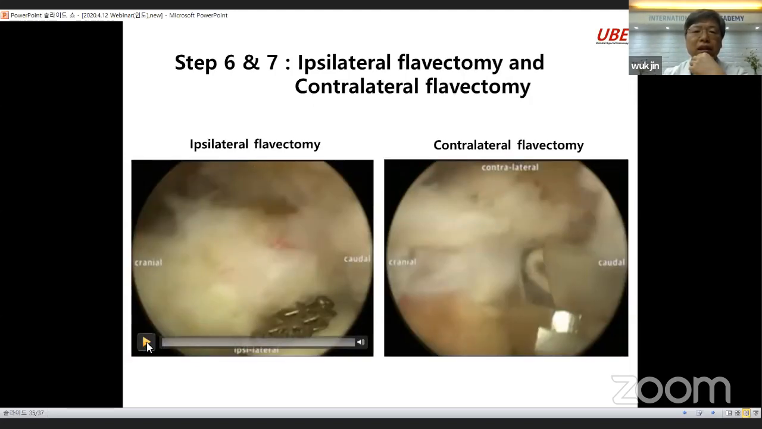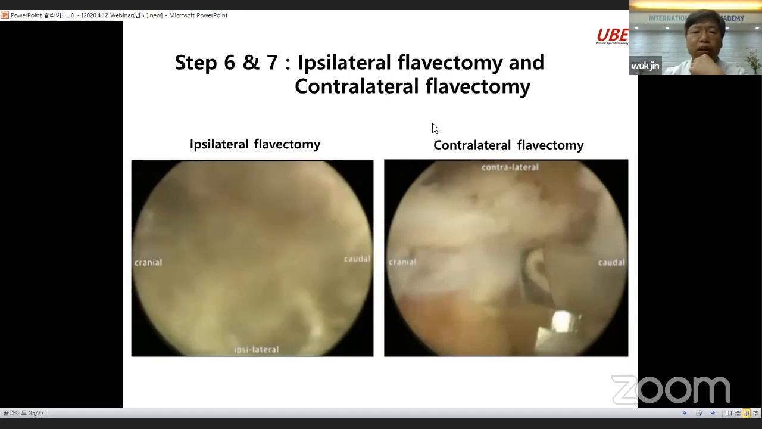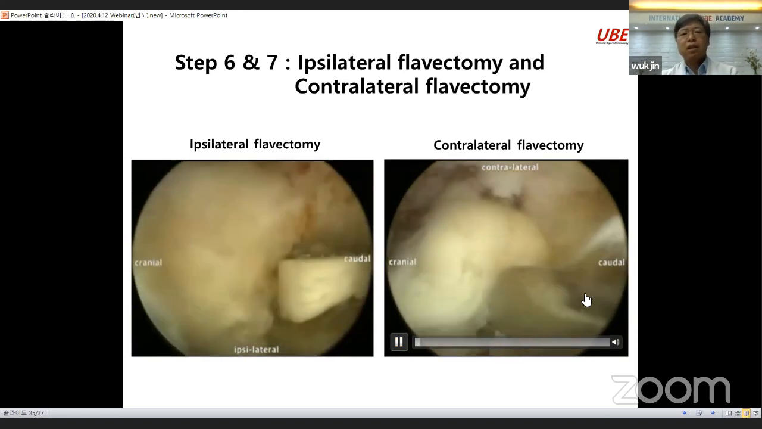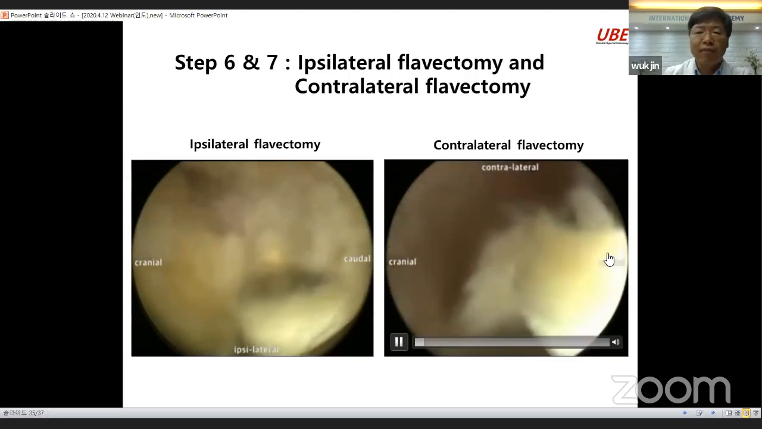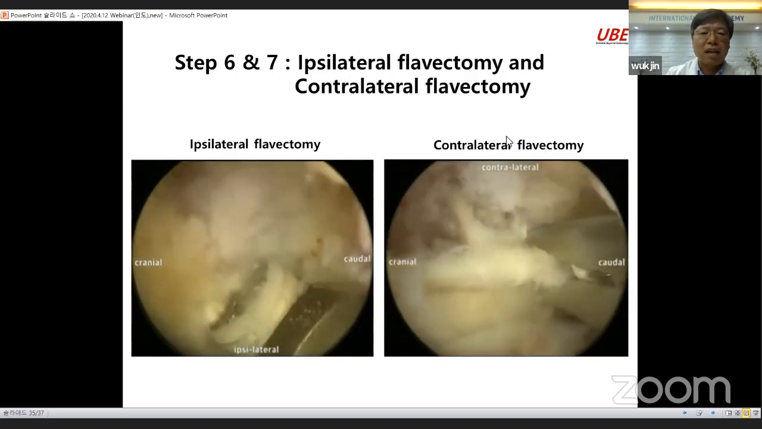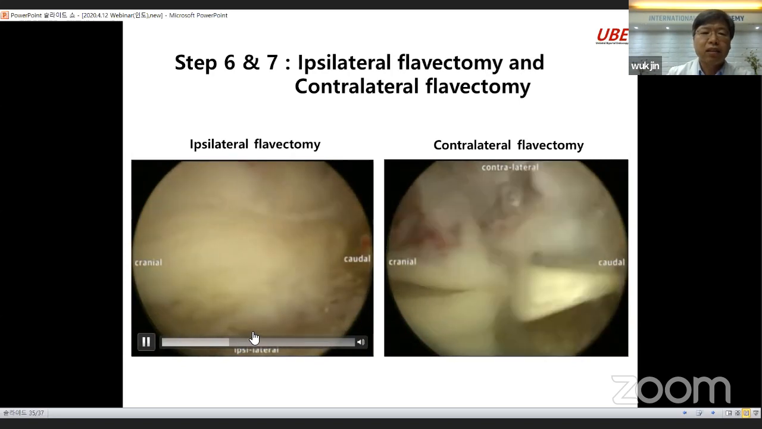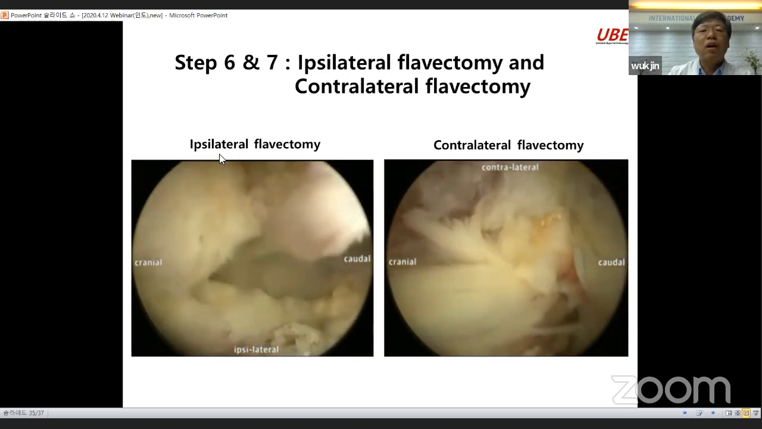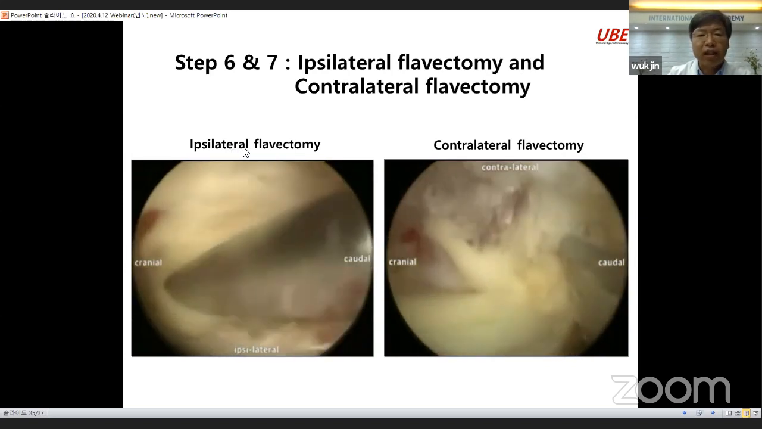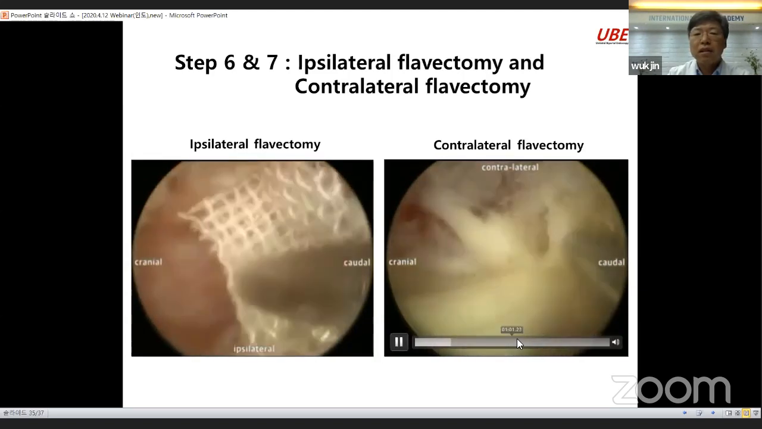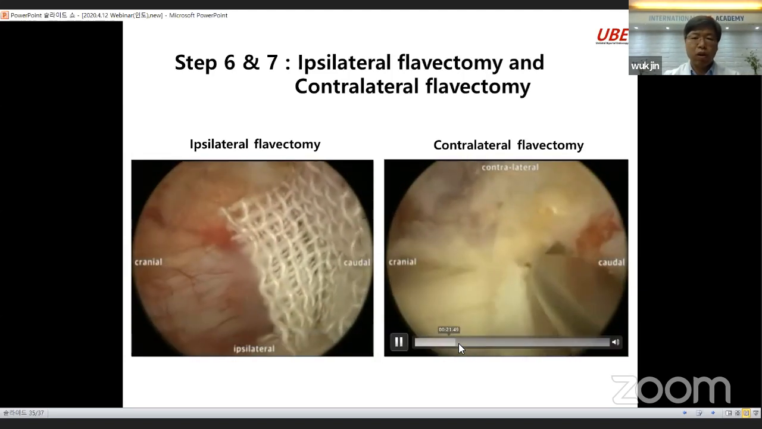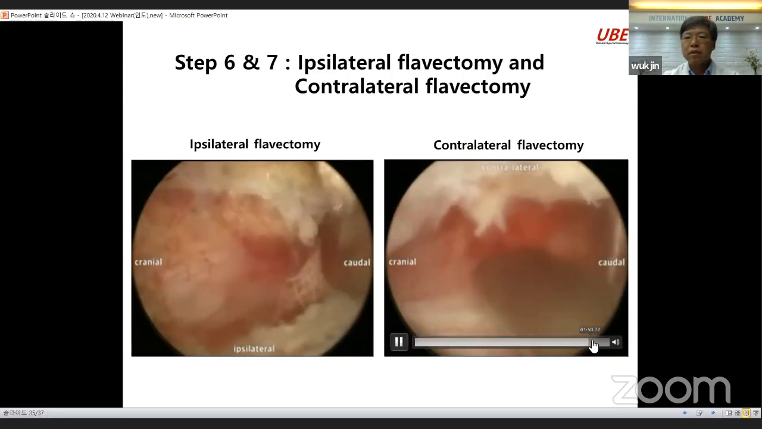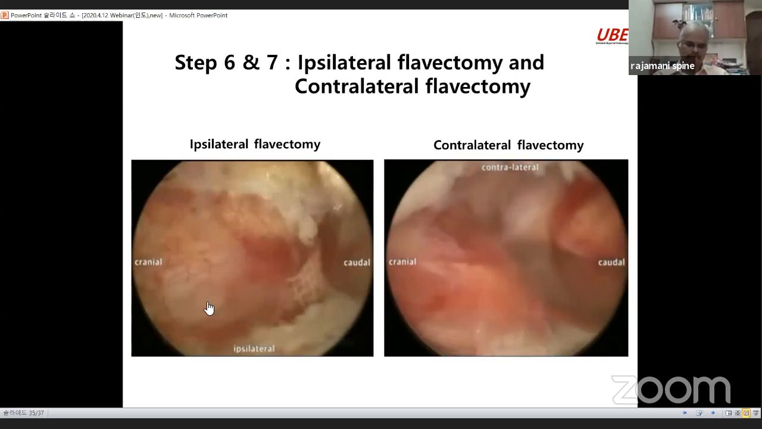Finally, you can do the ipsilateral flavectomy here and the contralateral flavectomy here. Commonly you remove the ligament piece by piece, but my technique is just elevation this time. I commonly use a double-ended retractor to prevent dural tear. Here is bleeding control, and here contralateral and ipsilateral.